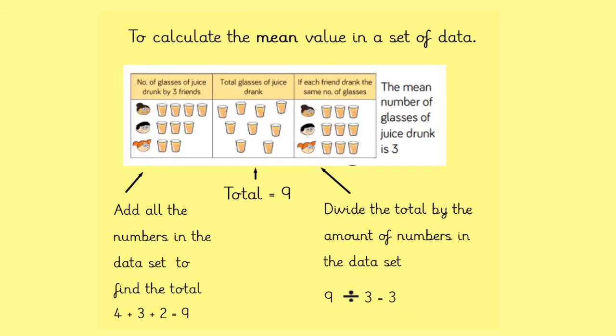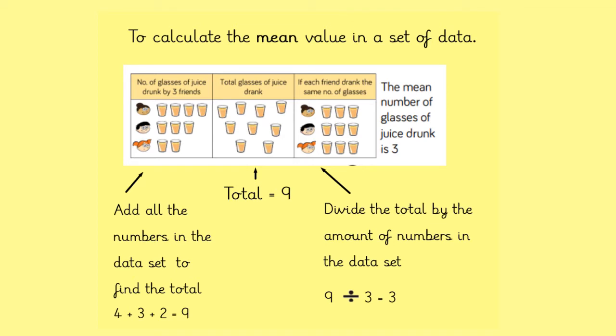So we're going to look at an example to help understand how to calculate the mean value in a set of data. In this example, it shows the number of glasses of juice drunk by 3 friends. The first person drank 4 glasses, second person drank 3 glasses, third person drank 2 glasses of juice. So to find the mean, you need to add all the numbers in the data set to get a total. So that's 4 plus 3 plus 2, which equals 9.